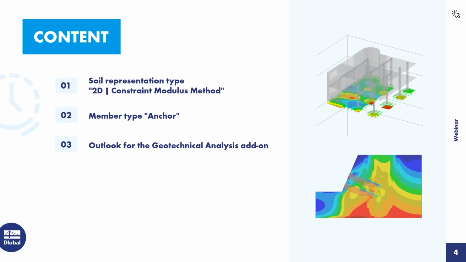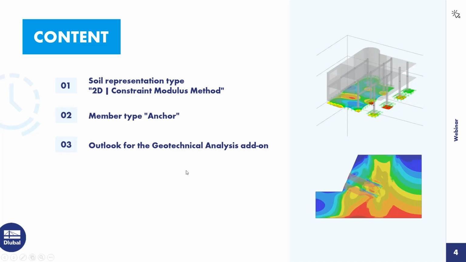Thank you, Andreas, for your kind introduction. Now let's start with two exciting new features of the geotechnical add-on for RFEM 6. First, we start with the soil representation type 2D constraint modulus method, and then go over to the new member type anchor. At the end, I will show a little outlook for new features coming for the geotechnical analysis add-on.